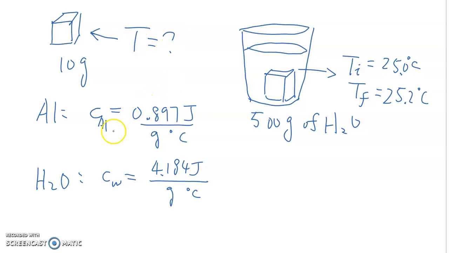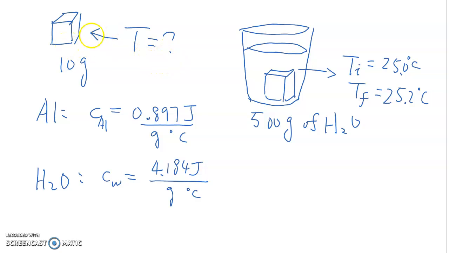So the first question, let's see if we understand the question. We have a hard piece of aluminum. We do not know what temperature it is. We just put that piece of aluminum into 500 grams of water, the water that was at room temperature, and after I put in the metal aluminum, it increased from 25.0 to 25.2 degrees Celsius. The question is, what was the original temperature of the aluminum?